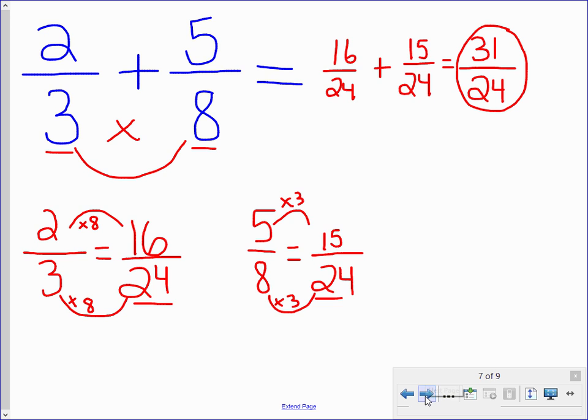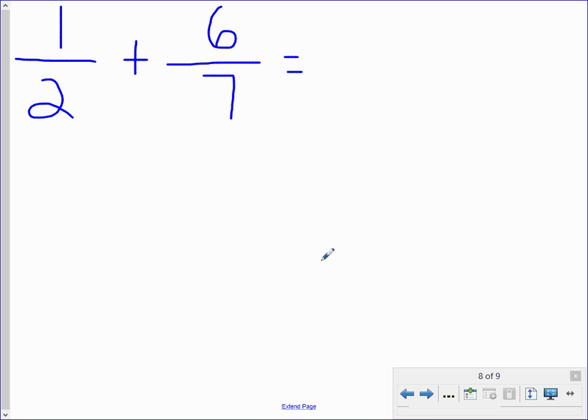Let's do one more problem, especially for my students that are listening in. Again, I'm looking at my denominators because I have 1/2 plus 6/7. They're unlike denominators. These are not the same number. So I'm going to ask myself, does anything times 2 get me to 7? No, because 2 times 4 gives me 8, and that's over. And 2 times 3 gives me 6, and that's under. So they can't fit into each other evenly. So I have to multiply them together to find a common denominator.